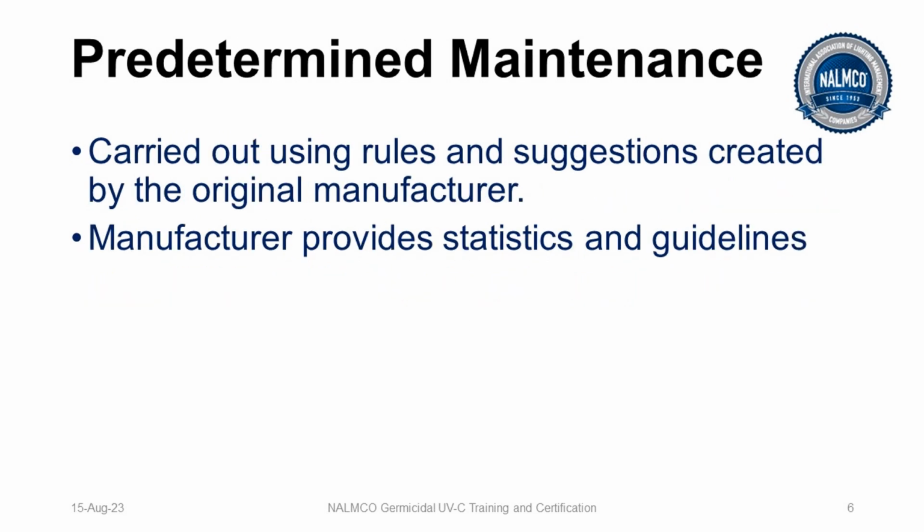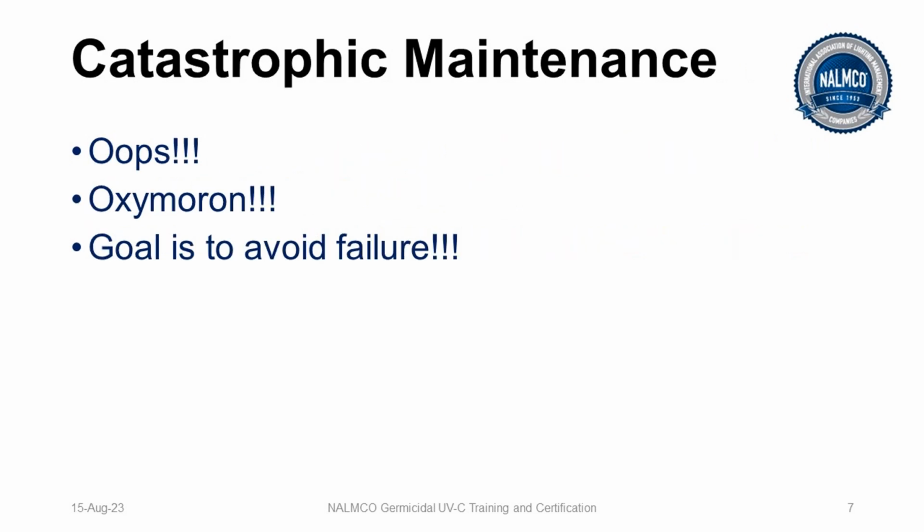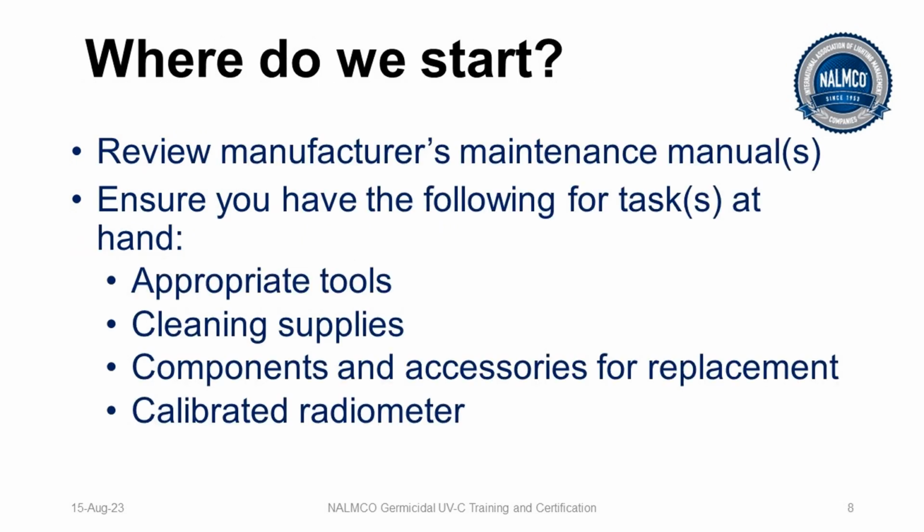Predetermined maintenance is carried out using rules and suggestions created by the original manufacturer. The manufacturer provides statistics and guidelines, or at least provides guidance based on statistics and guidelines, of when maintenance should be performed. Catastrophic maintenance is sort of an oops. Catastrophic and maintenance are sort of oxymorons. The goal is to avoid failure and hence avoid catastrophic maintenance requirements.